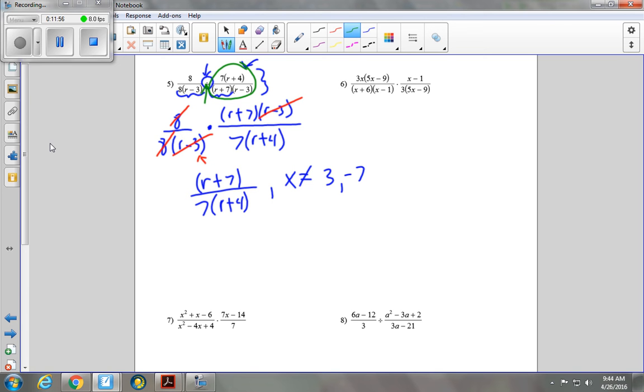So in this case, when you're dividing, the top matters too. That's also one of our restrictions. So this also can't be what? Negative 4. Perfect. That's the one that everybody forgets, is that when you're dividing, the numerator counts as well.